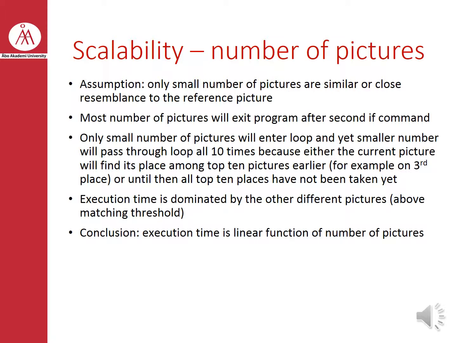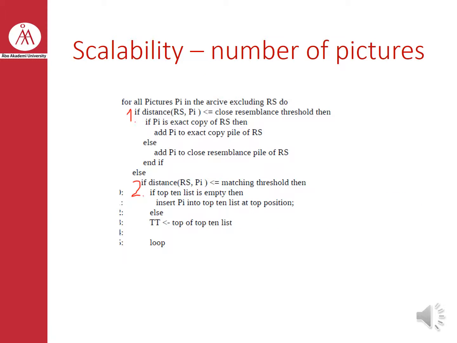Under this assumption, execution time is dominated by the other different pictures that are above the matching threshold, and execution time is a linear function of the number of pictures. That is shown in this code, where most pictures will exit the outer loop after the second if command, and only a small number of pictures will pass into the inner loop.